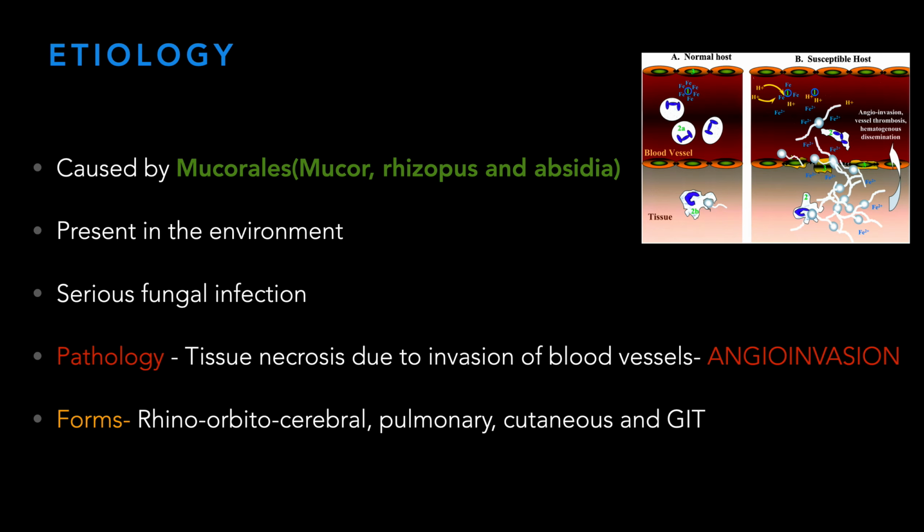And what are the various forms of mucormycosis? That is the rhino-orbitocerebral mucormycosis, pulmonary mucormycosis, cutaneous and gastrointestinal tract. It can involve any organ within the body.